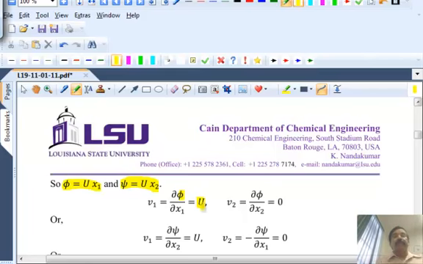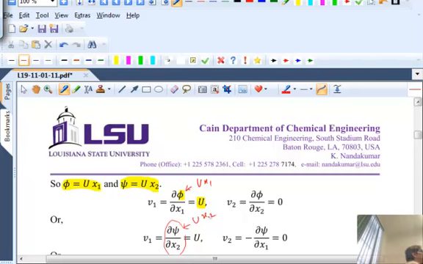U itself, right? So here I'm substituting for phi, ux1. U is a constant. So dx1 with this dx1 will be just 1. Or I can take psi and put it into its definition. So v1 would be d psi dx2. That's the definition. But psi is ux2. So when I take the derivative of that with respect to x2, I still get u.